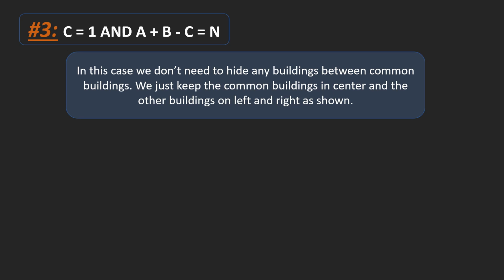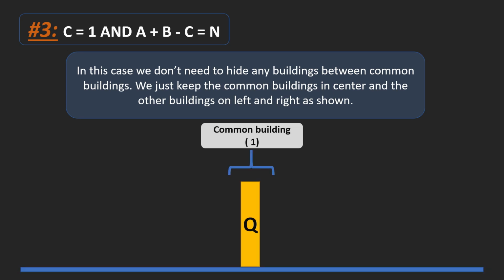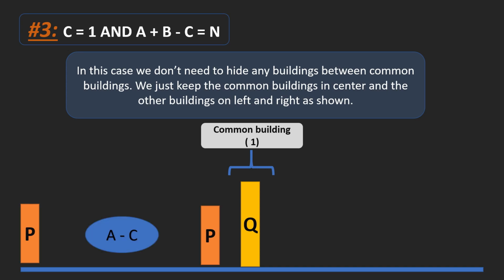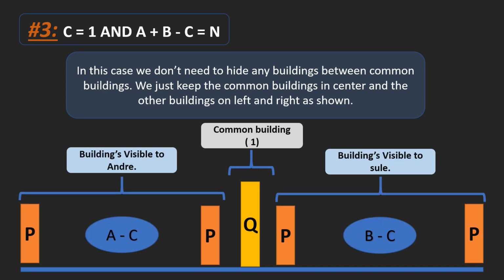Now the case when there is only one common building. This case can be further divided into 2 parts. Case 1, when A plus B minus C is equal to N. This case is very similar to the last case. In this we don't need to hide any buildings. So place the common building in the middle. Now place the buildings that Andre can see on the left and the buildings that Sule can see on the right. The buildings visible to Andre appear on the left of Q. The buildings visible to Sule appear on the right of Q. This completes our first subcase.